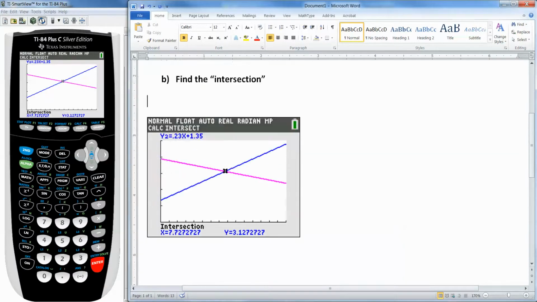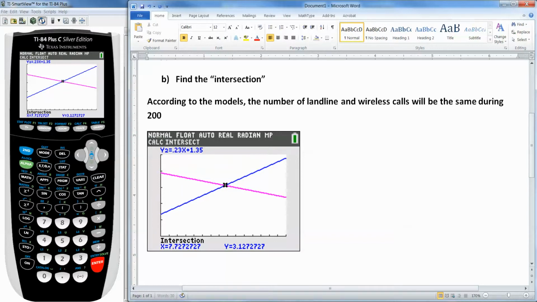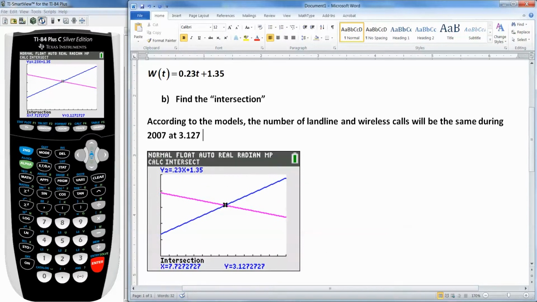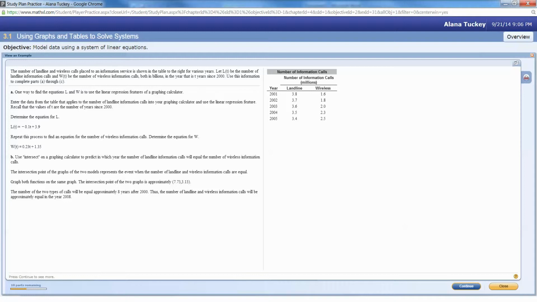So according to the models, because there's two of them, the pink one and the blue one, the number of landline and wireless calls will be the same during 2007 at 3.127. This has to be like million phone calls. Let's go back here. Millions, yep, million phone calls.